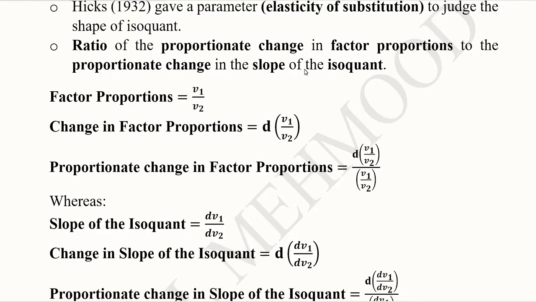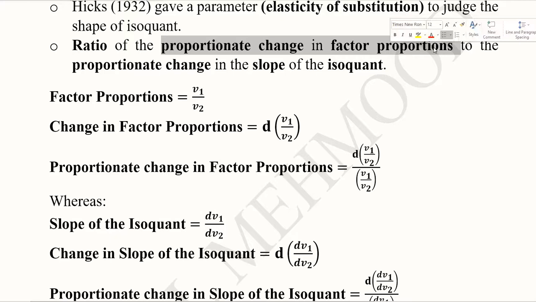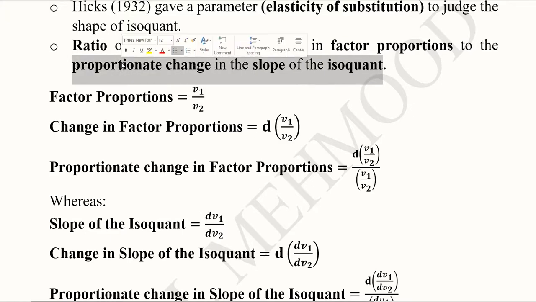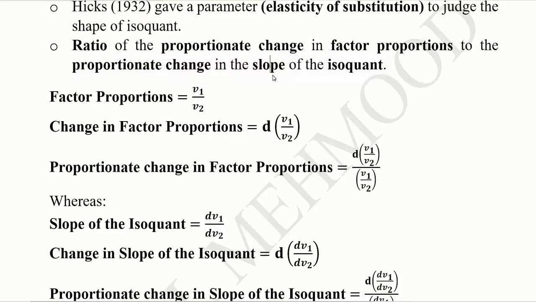So this definition needs a little bit of explanation. Primarily we are talking about factor proportions and then the proportionate change in them. So this is one thing that we need to calculate and put in the numerator, and then we will see the slope of isoquant and then calculate its proportionate change as well and put in the denominator. So it's not just one thing that we put in the numerator and the other in the denominator. It is a mixture of things. Now let us unravel this one by one.